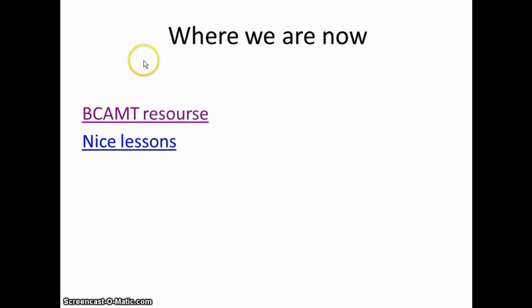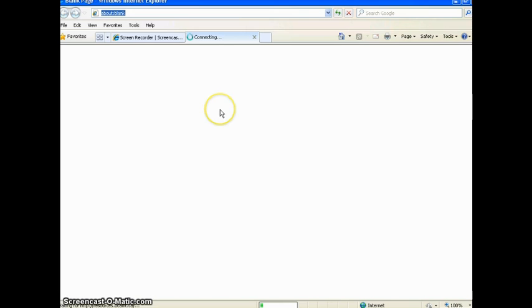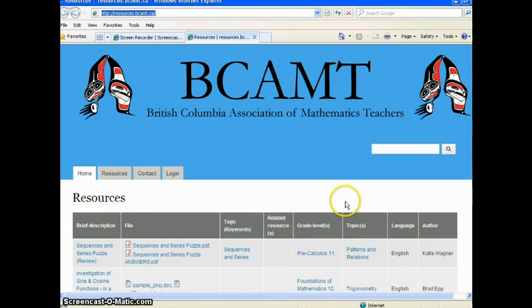Well, what are we doing right now? What's happening right now? If I was to look for a lesson, let's say in the BC AMT resource site, what would I find? Well, site's opening up. And I've done this to lots of sites, so I'm not just picking on one particular site because, hey, they're doing it the worst. But look at it.